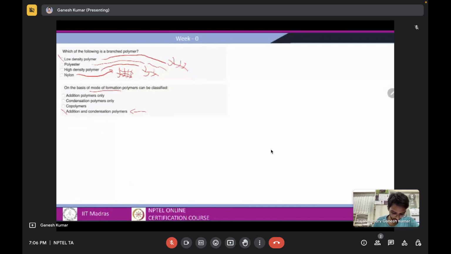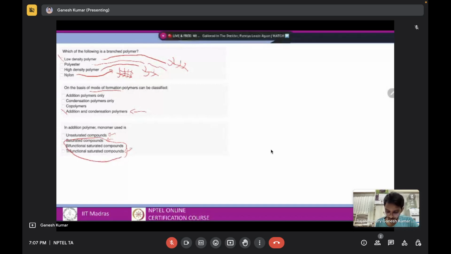So we'll move on to the third question. In addition polymerization, the monomers used are whether they are unsaturated compounds or saturated compounds, or bifunctional saturated compounds or trifunctional saturated compounds. They can't be saturated compounds to participate as a monomer in a polymer. There has to be an unsaturated compound, and these compounds will act as monomers to go into polymerization in an addition polymerization.